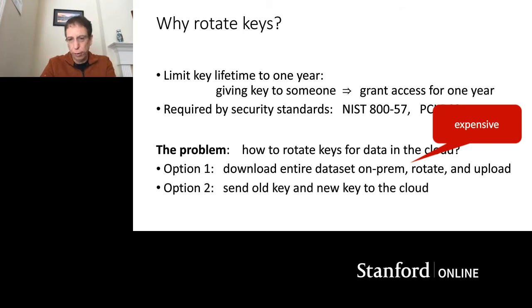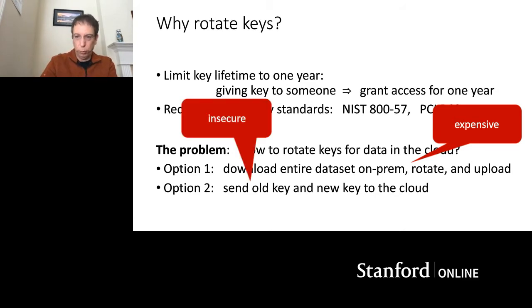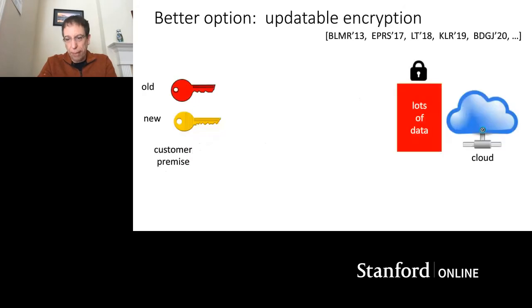Of course, the other option is to send the old key to the cloud, send the new key to the cloud, and then allow the cloud to do the re-encryption itself. But by doing this, you just gave the cloud access to all your data, which is what we were trying to avoid in the first place. So you see, key rotation in the cloud is kind of problematic because both naive solutions are impractical for one reason or another. So what we were interested in is basically a practical way to do this.